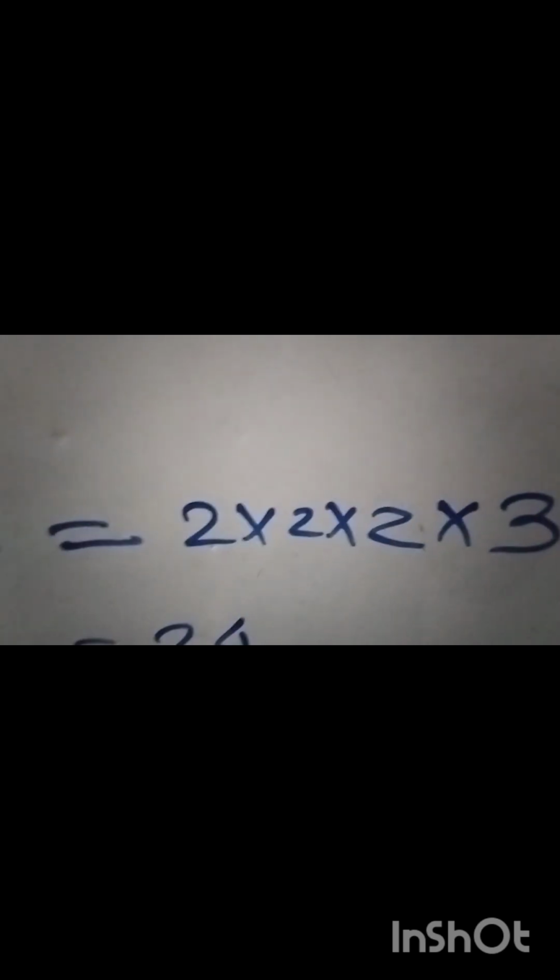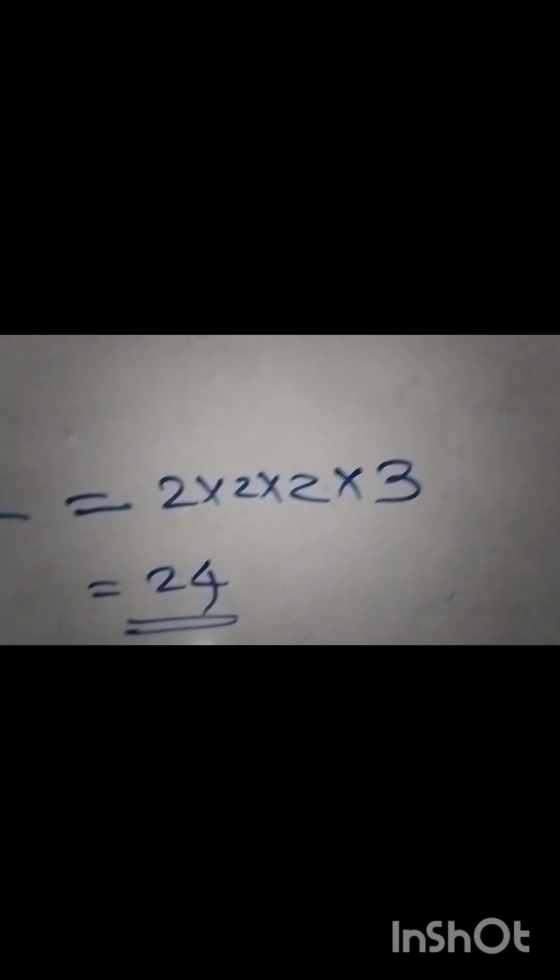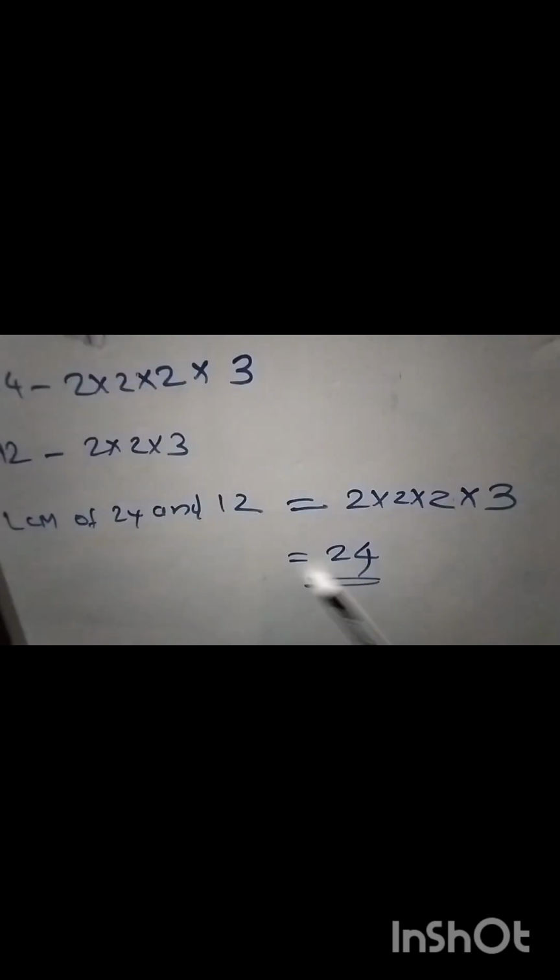So 2 is 3 times, so we write 2 into 2 into 2. And 3, how many times maximum? That is 1 time. That is what we have to write. Then multiply. Then what will we get? 2 into 2 into 2 into 3: 4 into 2 is 8, 8 into 3 equals 24. So 24 is the LCM of 24 and 12.